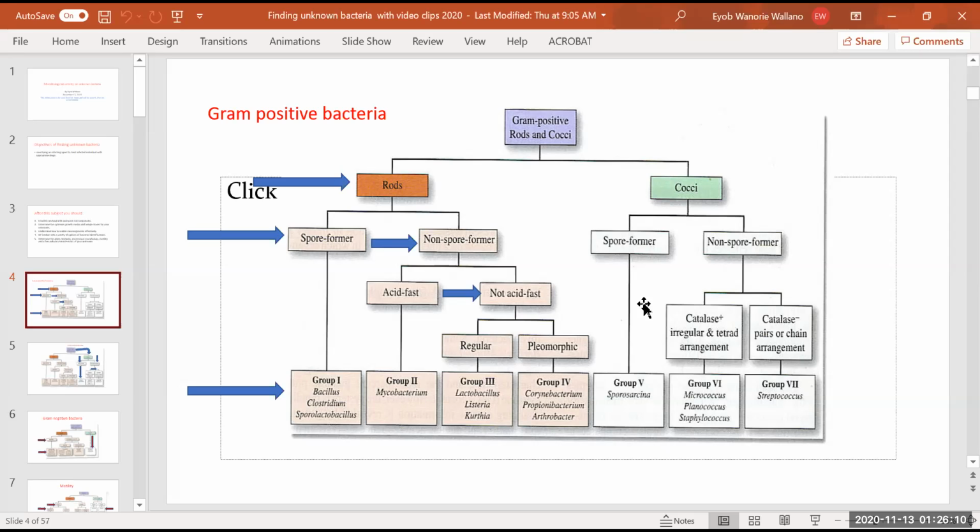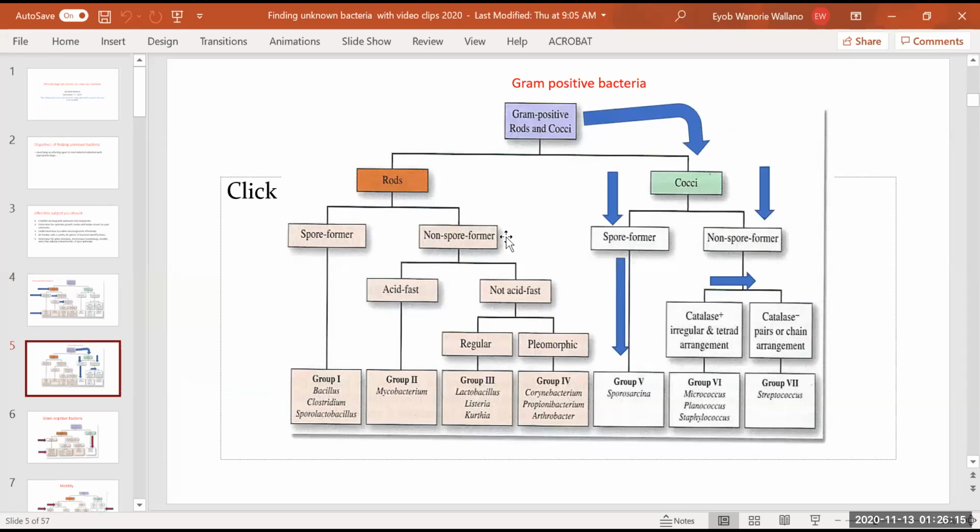Okay, now in the other group, the cocci group, gram-positive, I am going to explain the second one. In the cocci group, a spore former exists, Sporosarcina, one bacteria. Okay, what about the other cocci, the non-spore formers? Which ones? We have Micrococcus. Did we learn it in class? Did we use it? No. The other one, Staphylococcus, we used, cocci. And then the other one is Streptococcus. Did we study it? Yes. Streptococcus, Staphylococcus.